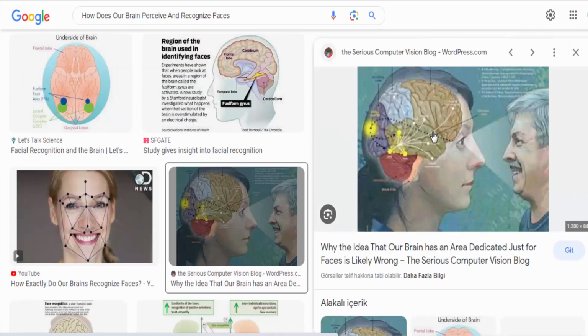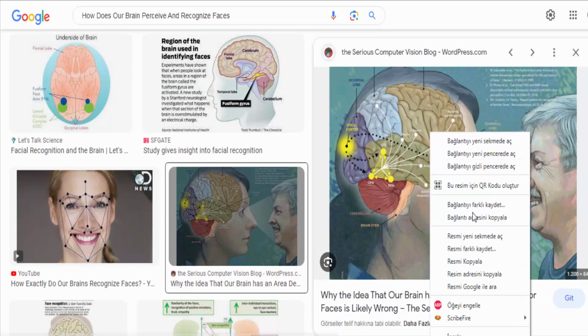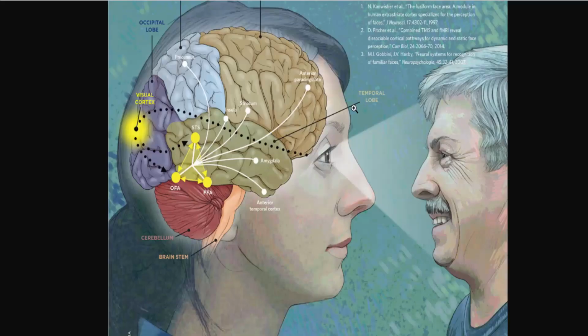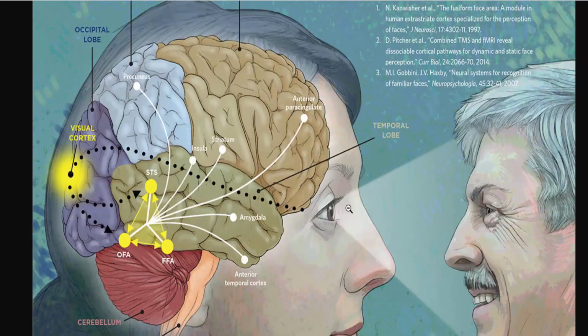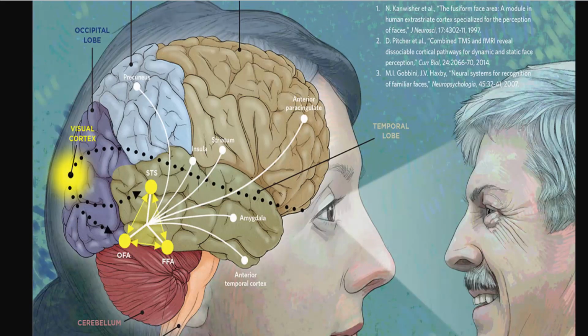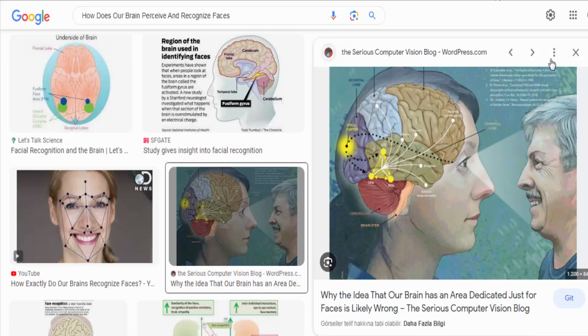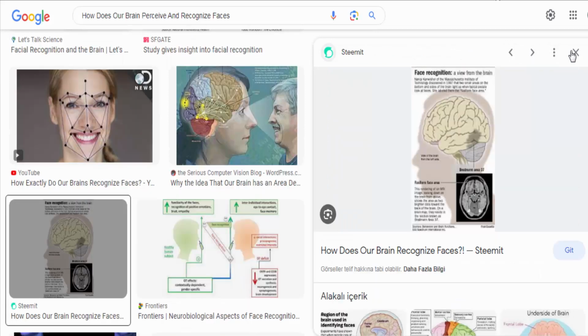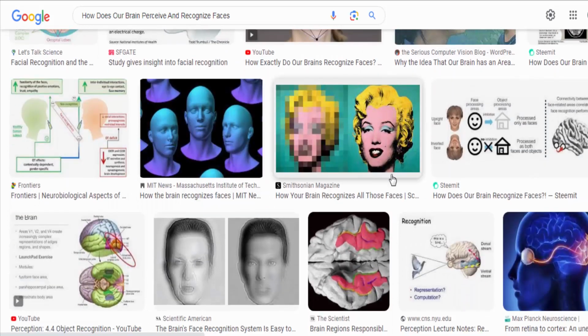Facial features. The brain analyzes the key features of a face, such as the eyes, nose, mouth, and their relative positions. These features provide important cues for facial recognition. Facial gestalt. Beyond individual features, the brain also processes the overall configuration and arrangement of facial components. This gestalt processing allows us to recognize faces even when some details are obscured or absent.